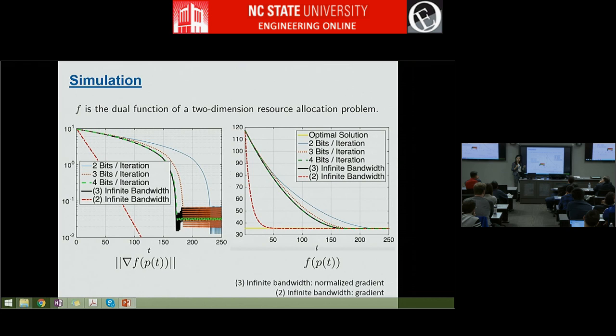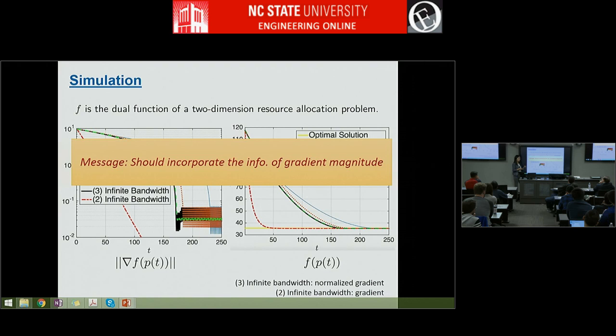So the message I want to say, from those simulation studies, is that we have a sufficient natural condition for the normalized gradient method. The measure is that we should find a way to incorporate the magnitude information of the gradient instead of just using the gradient direction. So that's the message of that.